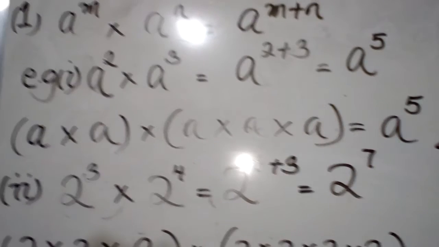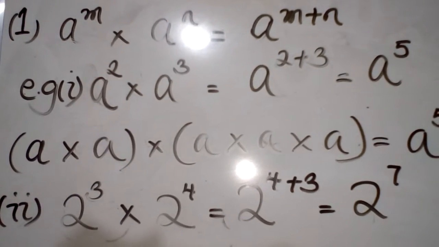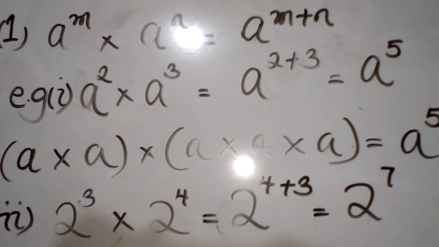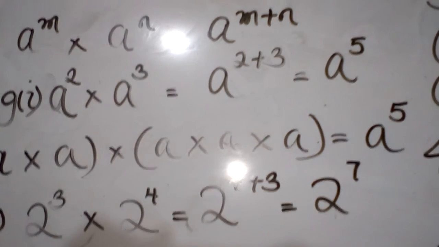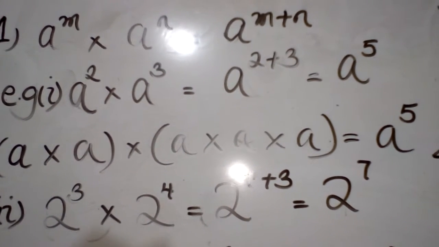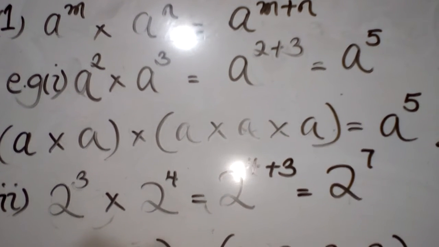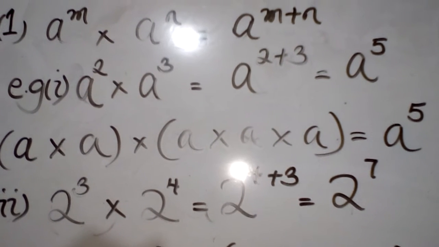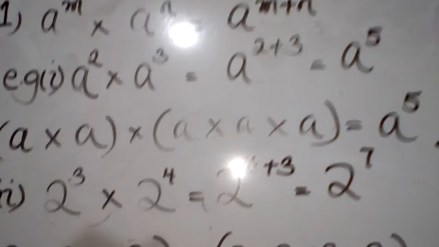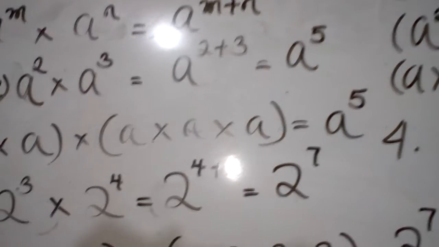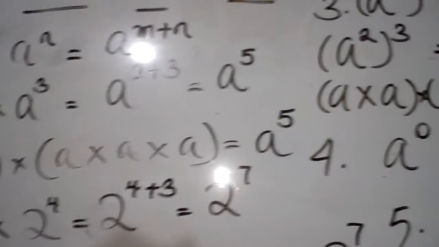We may wish to prove whether this is true or false. A to the power 2, as you can see in brackets, is basically a times a. And a to the power 3 is a times a times a. Since the bases are the same, we just count the number of a's: 2 in a times a, and 3 in a times a times a, and that gives us a to the power 5.